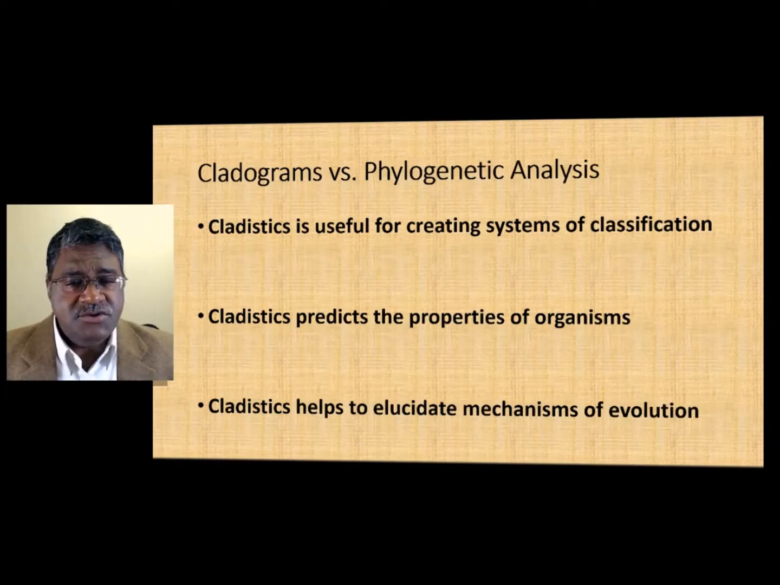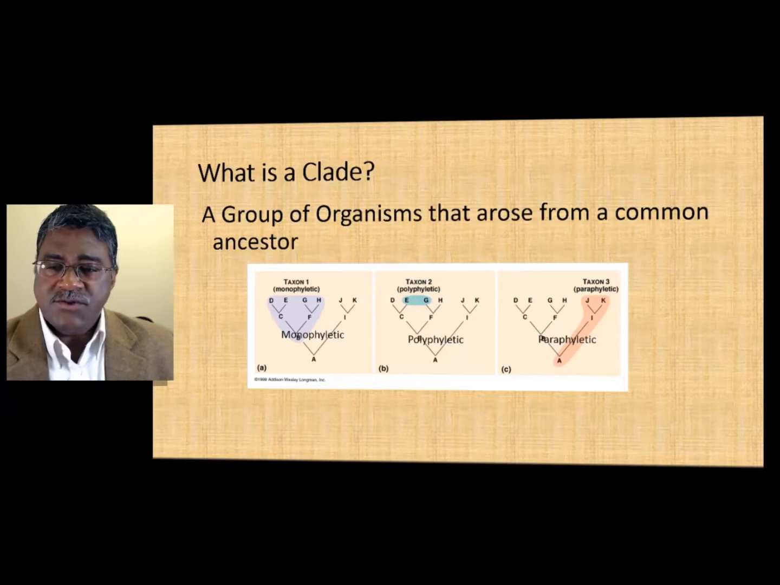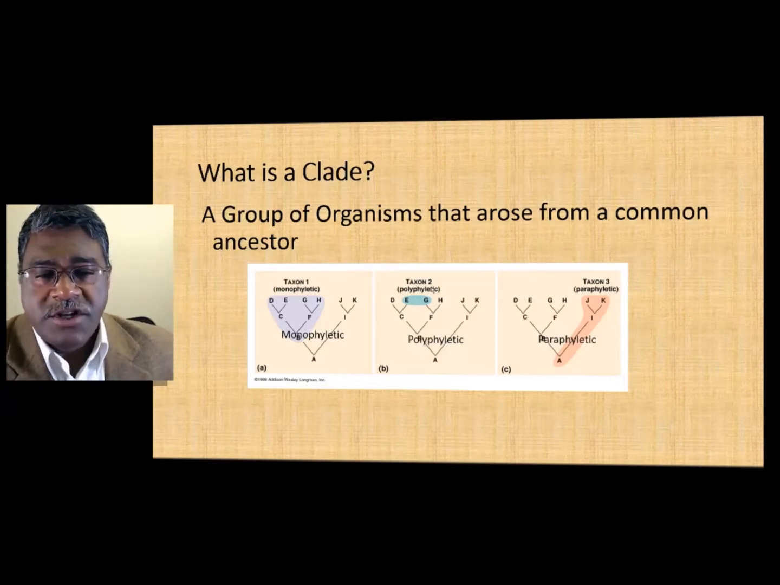So cladistics is useful for creating systems of classification. Cladistics predicts the properties of organisms, and this comes from this notion of synapomorphies. Cladistics helps to elucidate mechanisms of evolution. Okay, so now we talk about cladistics. What is a clade? A group of organisms that arose from a common ancestor.